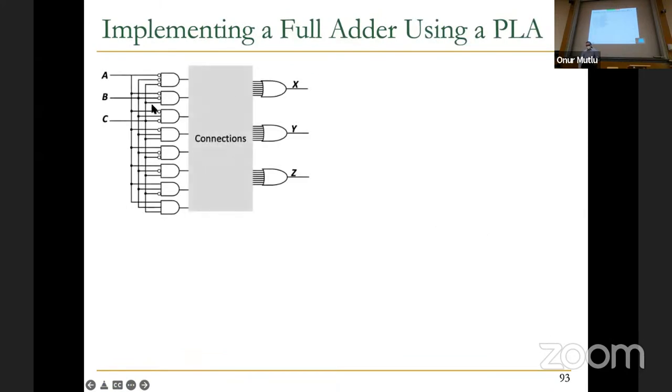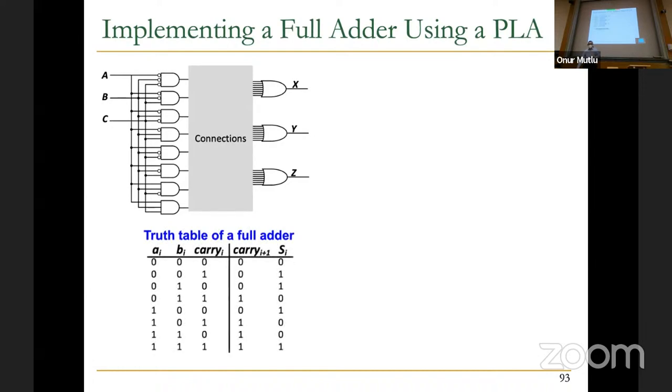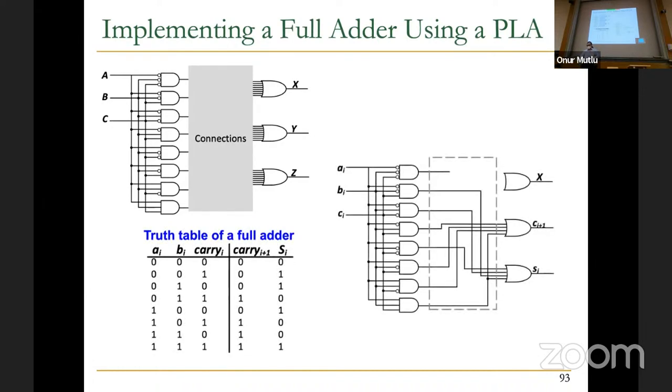So this is a full adder, remember, a three input, two output function, right? A, B, carry in, and then sum and carry out. This is a one bit adder. The truth table, we've already seen, looks like this. And this is the PLA implementation, basically. If you look at the implementation, again, we're not showing exactly how things are connected because it becomes a mess over here, but these are configurable interconnections.